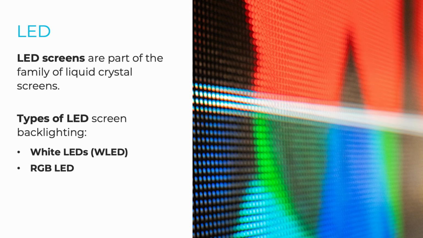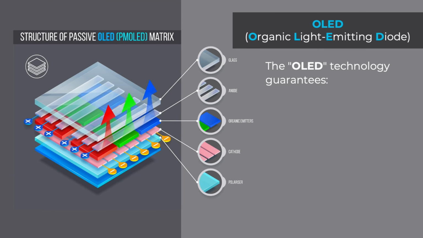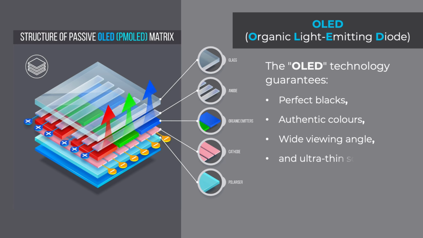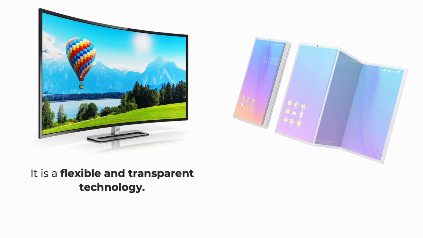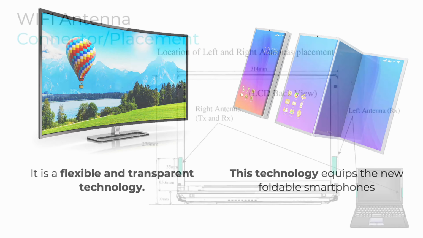OLED, organic light-emitting diode. OLED technology makes it possible to guarantee perfect blacks, authentic colors, wide viewing angle, and ultra-thin displays. It is a flexible and transparent technology. That is to say, it is even possible to fold them. This technology equips the new foldable smartphones.